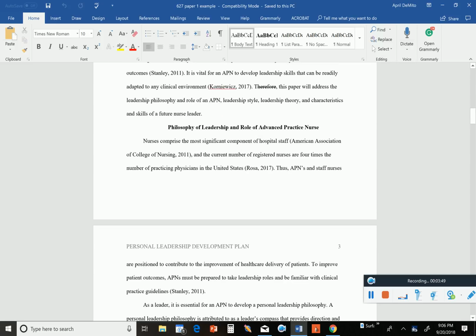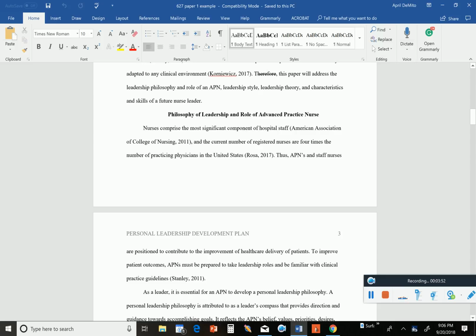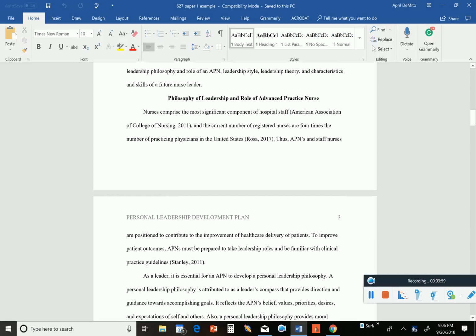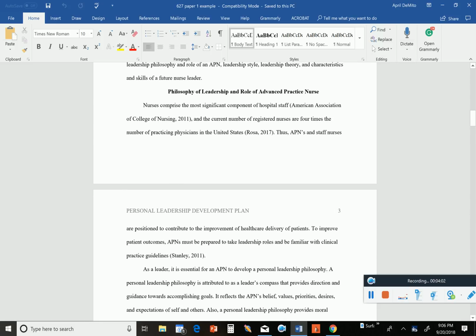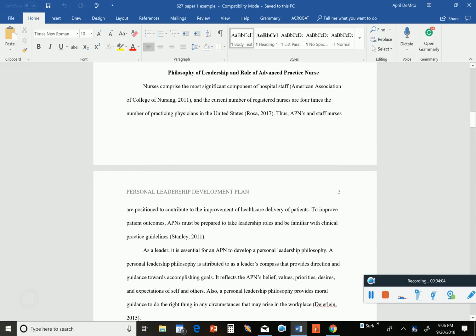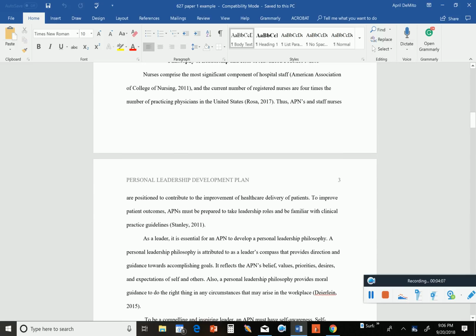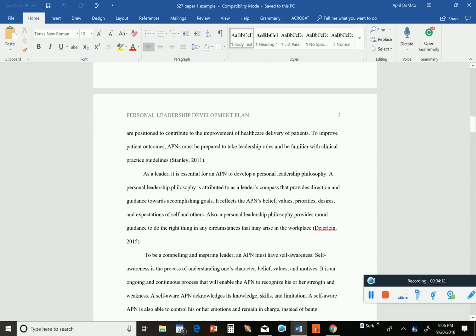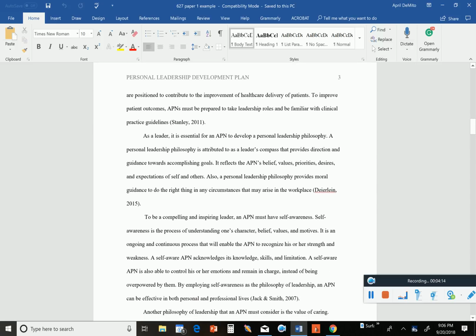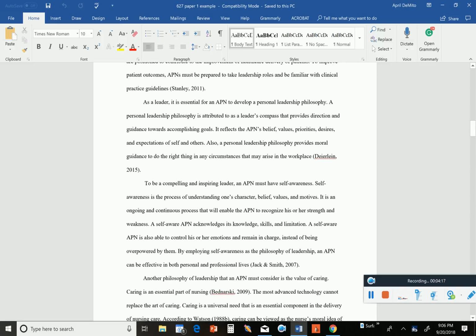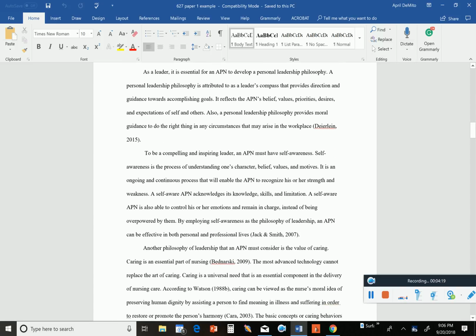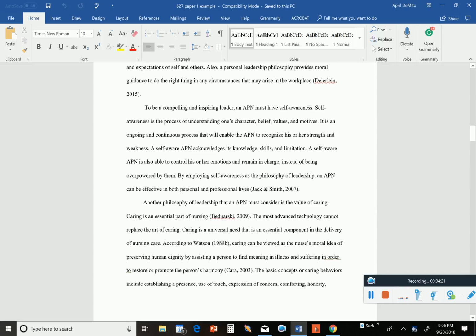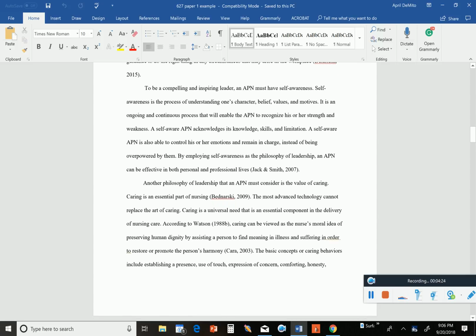Now, our first heading. Headings of this nature are centered and bold with the large words capitalized. And she goes in, or he, I don't know why I keep saying she, but goes into discussing the nurses comprise the most significant component of hospital staff. As a leader, it's essential for an APN to develop a personal leadership philosophy. To be compelling and inspiring leader, an APN must have self-awareness. Self-awareness is the process of understanding one's character.